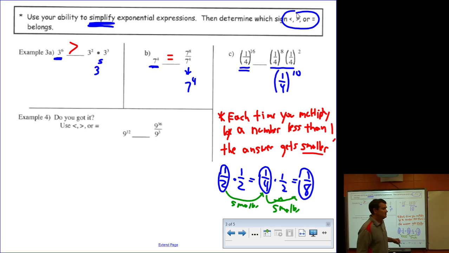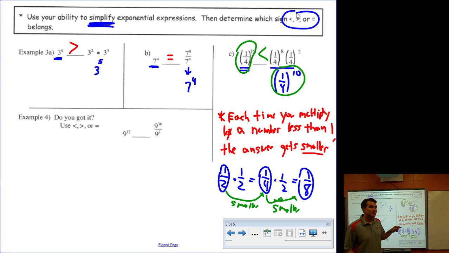Why does that matter? Because here I am multiplying 1/4 to the 16th power. I'm multiplying 1/4 times itself 16 times. And here I'm multiplying 1/4 times itself 10 times. The more times you multiply by a fraction, the smaller the number gets. So to the 16th is actually the smaller amount, right?